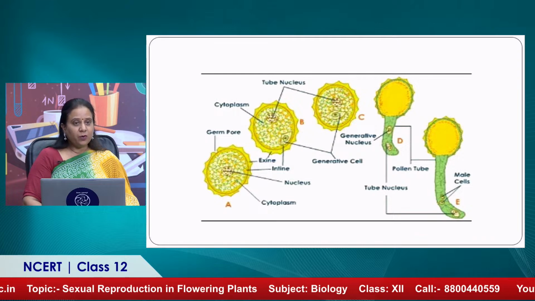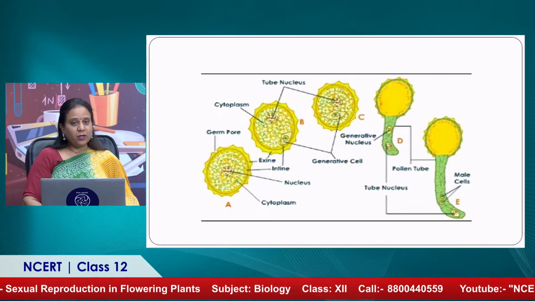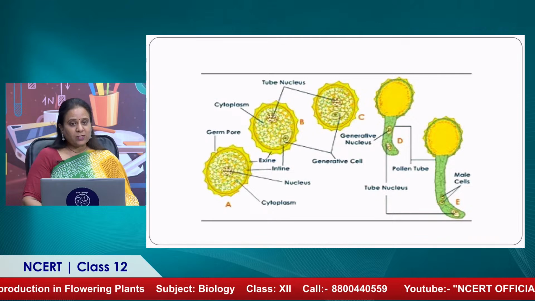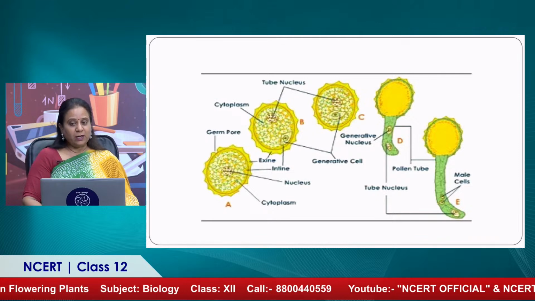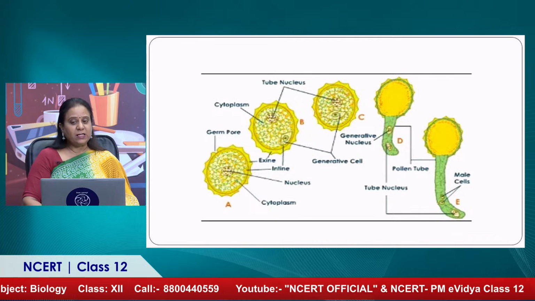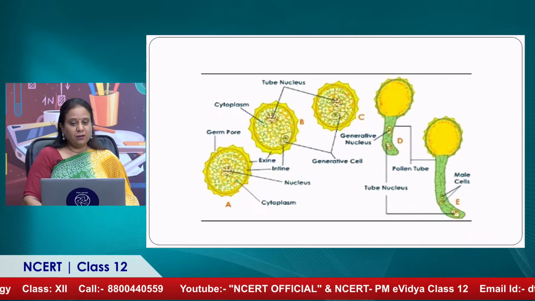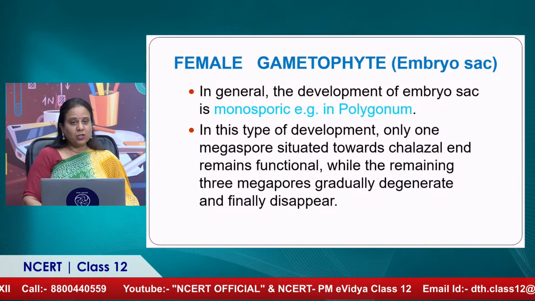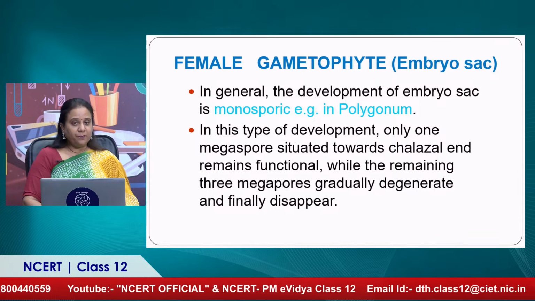So where is the germ pore? The germ pore is there where sporopollenin was absent. So from the germ pore, a pollen tube is coming out, and the pollen tube is carrying the male gametes, the male cells, into it. So this was all about the male gametophyte.